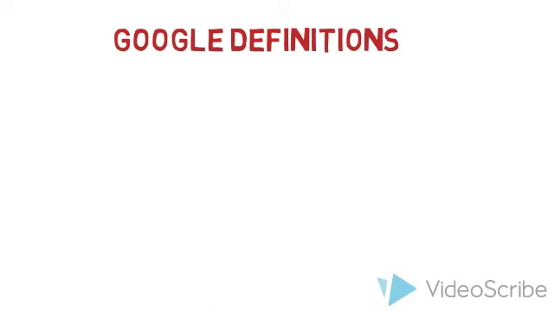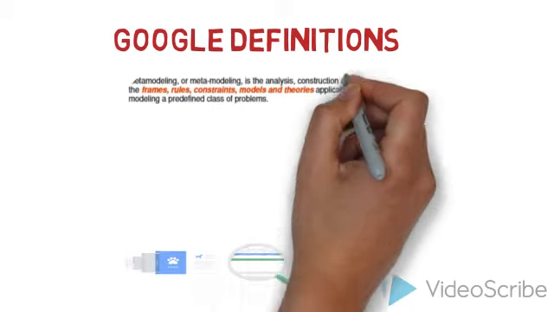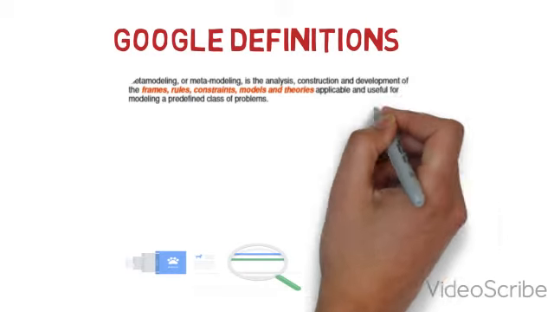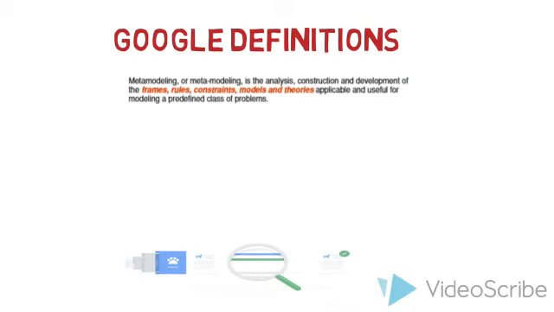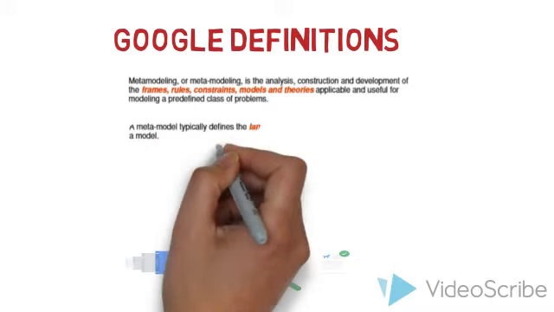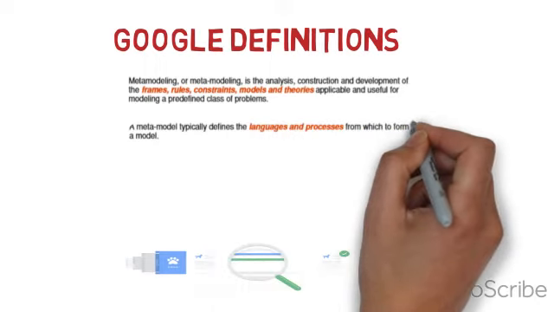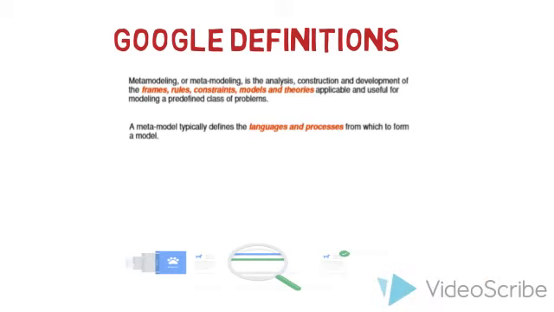Now let's see what Google says about meta modeling. According to Google, meta modeling is the analysis, construction, and development of the frames, rules, constraints, models, and theories applicable and useful for modeling a predefined class of problems. According to another Google definition, a meta model typically defines the languages and processes from which to form a model.